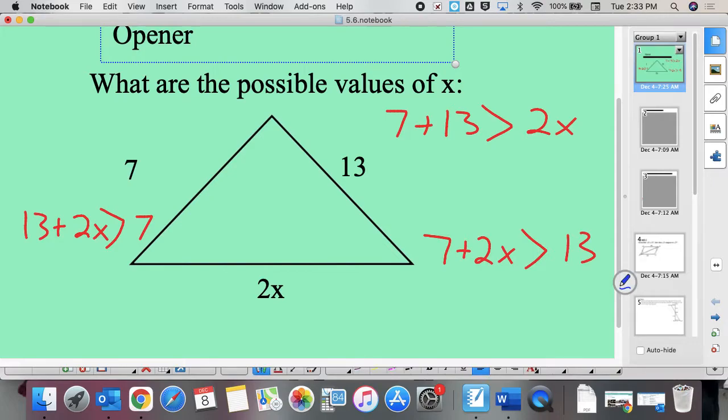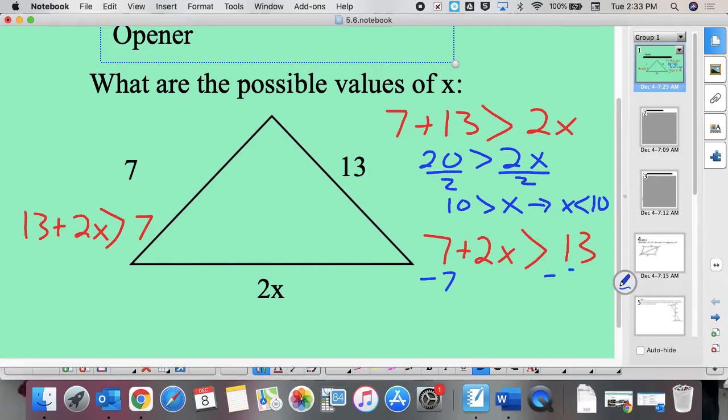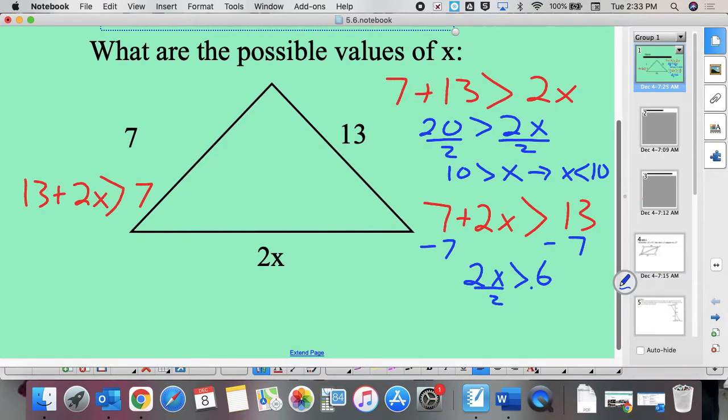Looking at the first one, 7 plus 13 is 20. 20 is greater than 2x, so we have to divide both sides by 2. So we get 10 is greater than x. In other words, x is less than 10. To solve the next one, we subtract 7 from both sides. So we have 2x is greater than 6, and then we divide by 2. We get x is greater than 3.